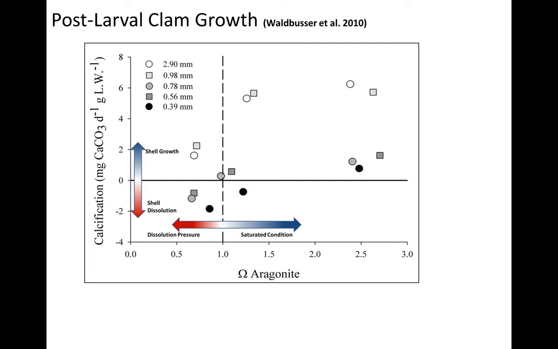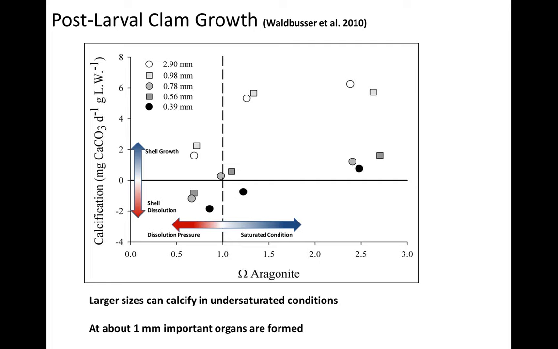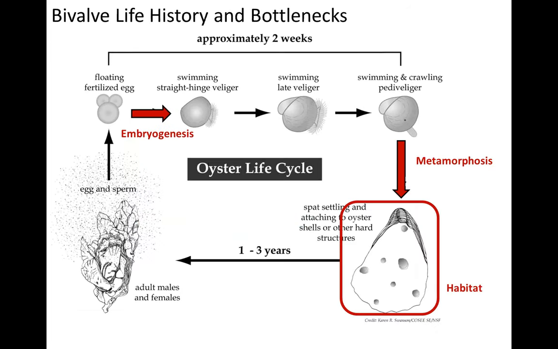There was another aspect of that work in terms of thinking about hybridized organisms. Again, the larger sizes calcify, and really importantly, at around this size here, about 1 millimeter, they develop the important organs. The inhalant siphon begins to close so they can more readily capture food, and the mantle folds, which is really where a lot of the calcification action happens, are more fully formed.